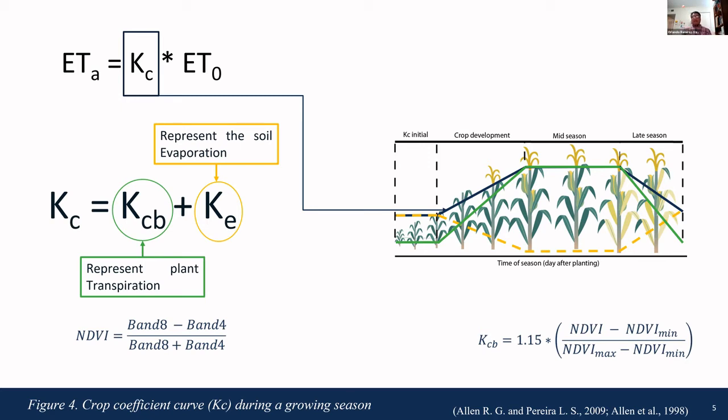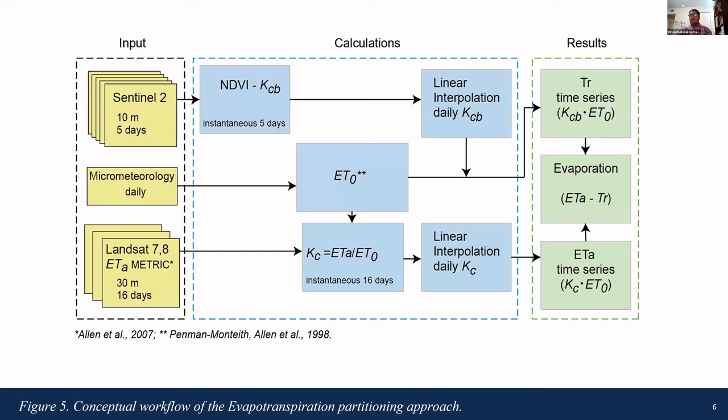The basal crop coefficient represents the transpiration that can be obtained from vegetation data using satellite images. For example, we get the NDVI values, and those values can be scaled to Kcb values. So this is the method. We use three inputs: Sentinel satellite, meteorological data, and Landsat 7 and 8. We use Sentinel-2 to get the vegetation indices to calculate the Kcb. We get the instantaneous Kcb every 5 days at 10 meter spatial resolution.